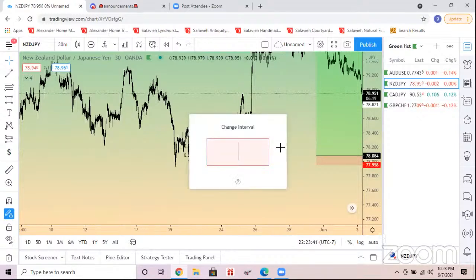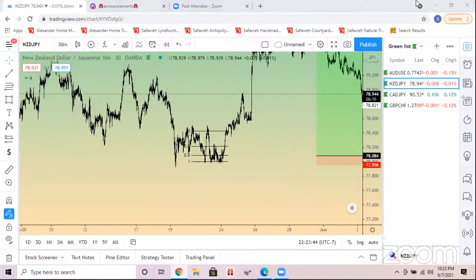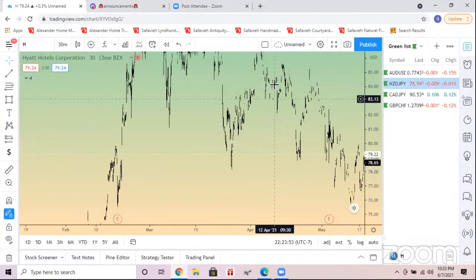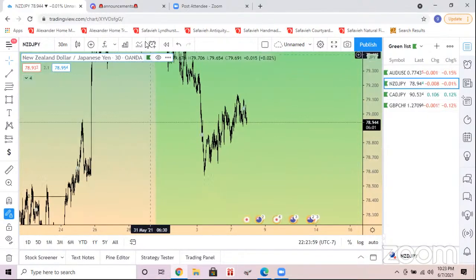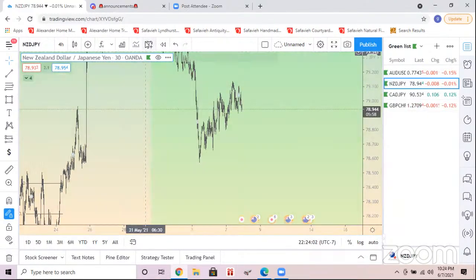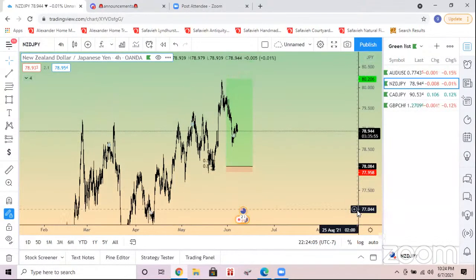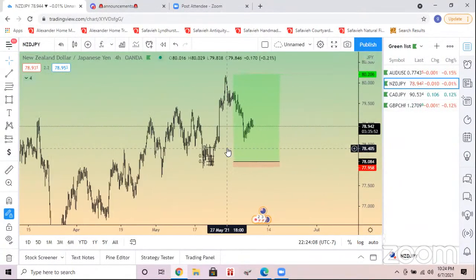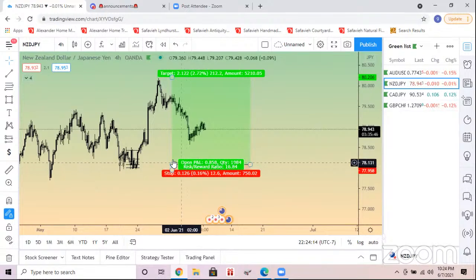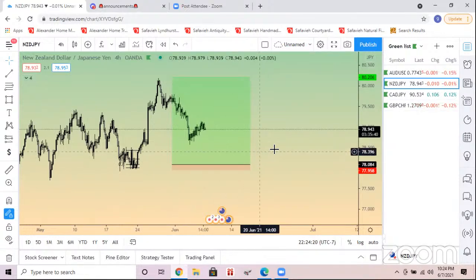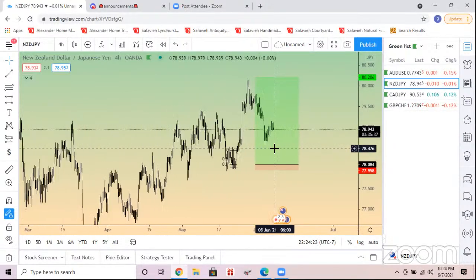I don't remember what candle this is. 4 hour. Yeah. So waiting on this to come down and tap me into the 80% of the 4 hour. That's all. I do want to see it compress.